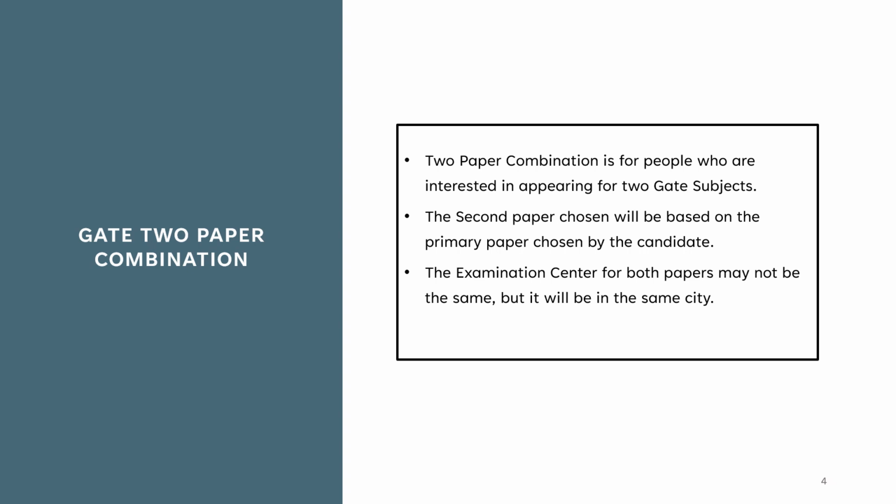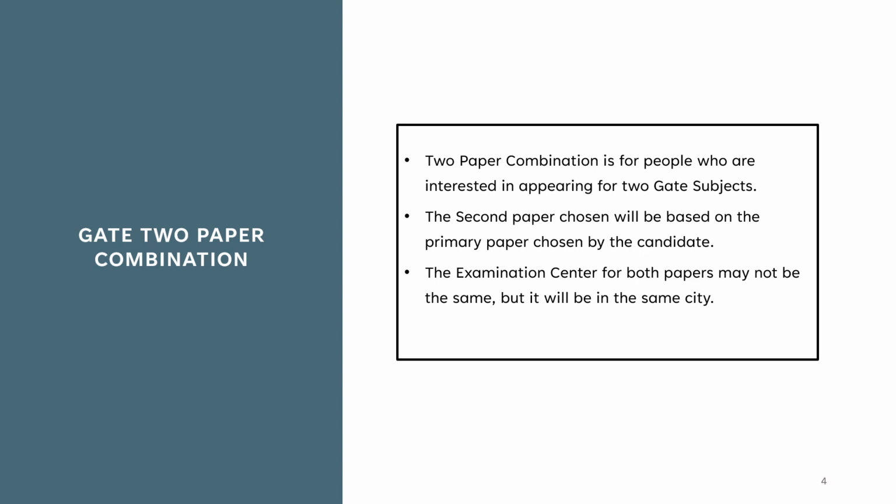Also, if you're choosing two paper combination, there is no assurance that both paper examinations will be at the same exam center. For example, if your first paper is electrical, which happens in one city in India and in one specific college or institution, the second paper you have chosen may be ECE, electronics and communications, and that will not happen in the same institution. However, both exams will happen at one specific location. For example, if you are in Tamil Nadu and your first paper is in Coimbatore, the second paper also will be in Coimbatore. If your first paper is in Bengaluru, then your second paper will be in Bengaluru as well, but it can be in different institutions, different places.